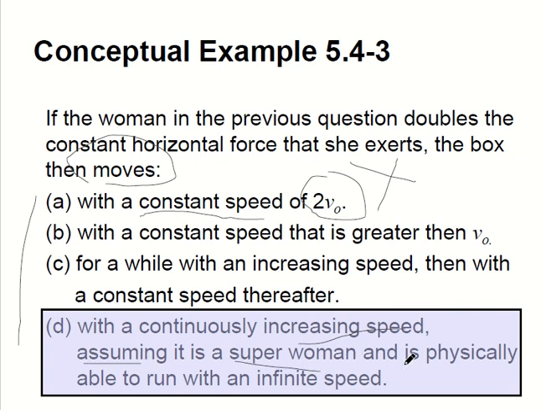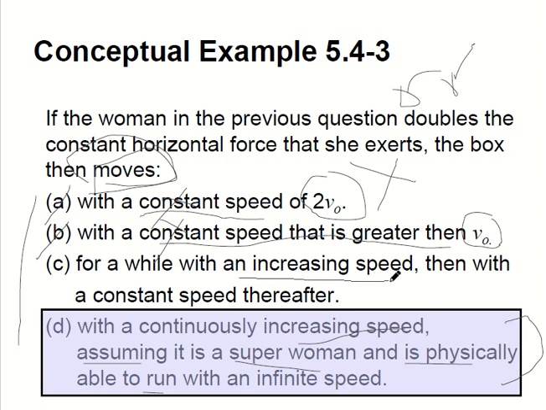The continuously increasing speed is how this object is going, assuming she is a superwoman, because she is putting in double effort and is physically able to run with an infinite speed. This is just exaggerated. All it says is that motion is successful because you're putting double force on it. So a constant speed that is greater than that cannot happen, because that constant speed has been broken. So this is automatically out, as soon as she doubles the constant force.